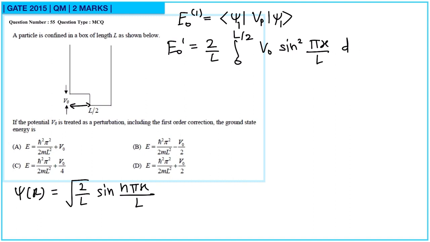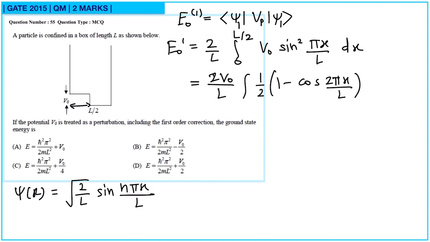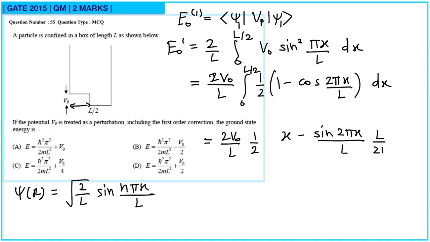So 0 to L by 2 dx. V0 is a constant, so this will be 2 V0 by L, and integration sine square pi x. So this can be written as 1 by 2 into 1 minus cos of 2 pi x by L, integration from 0 to L by 2 dx. So this is equal to 2 V0 by L, 1 by 2 common, so this will be x minus sine of 2 pi x by L into L by 2 pi, and limits are from 0 to L by 2.